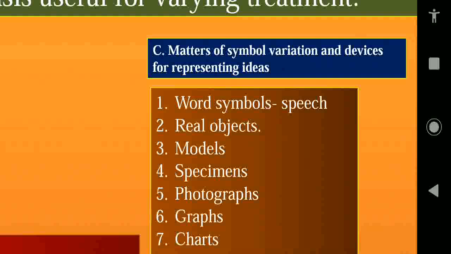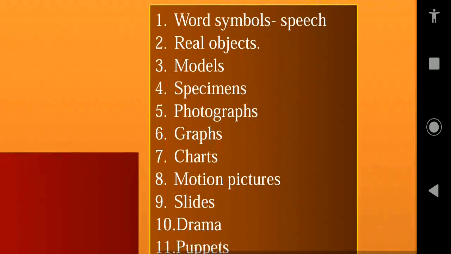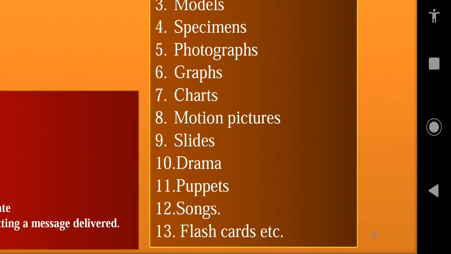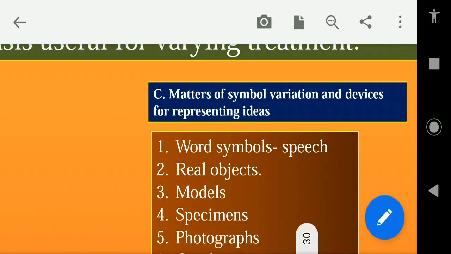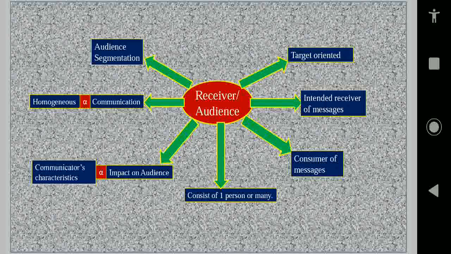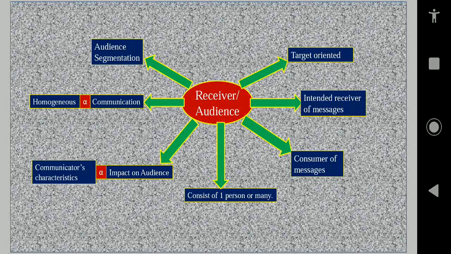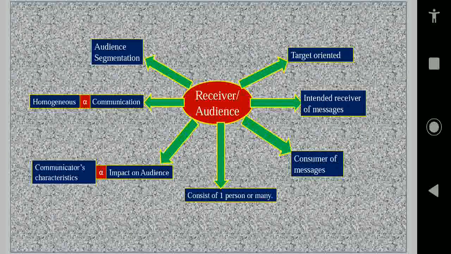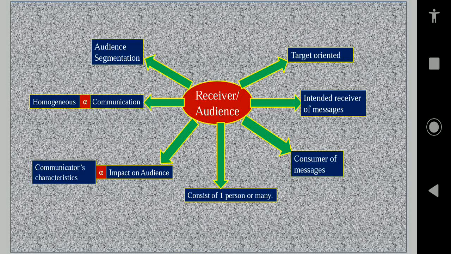Then the third category is matters of symbol variation and devices for representing ideas. First is the word symbol, speech, then real objects, models, specimens, photographs, graphs, charts, motion pictures, slides, drama, puppets, songs, flashcards, etc. are used for treatment of the message. Then come to the receiver or audience. The audience or receiver of the message is the target of the communication function.